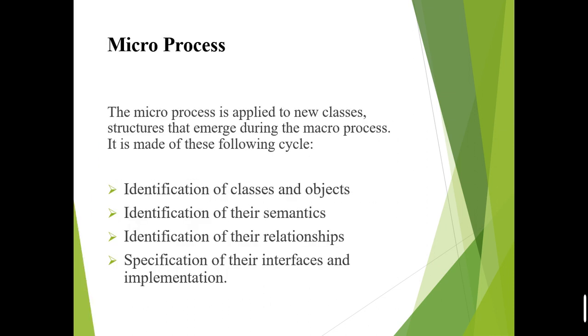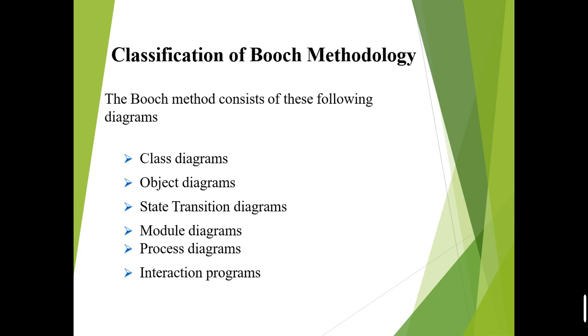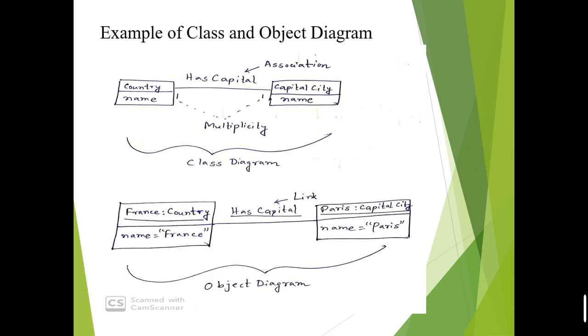Now the microprocess. The microprocess is applied to new classes and structures that emerge during the macroprocess. It is made of the following life cycle. First is identification of the classes and objects. Second is identification of the semantics. Third is identification of the relationships. And fourth is specification of their interfaces and implementation. Now, the Booch methodology consists of some diagrams like class diagram, object diagram, state transition diagram, module diagram, process diagram, and interaction diagram.